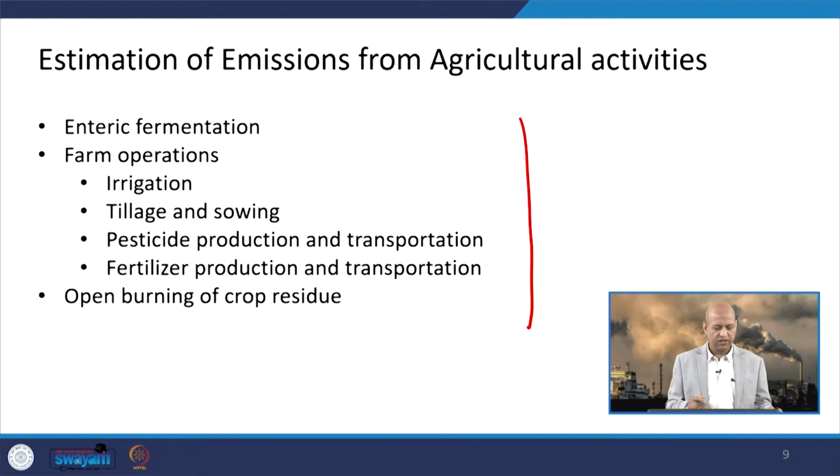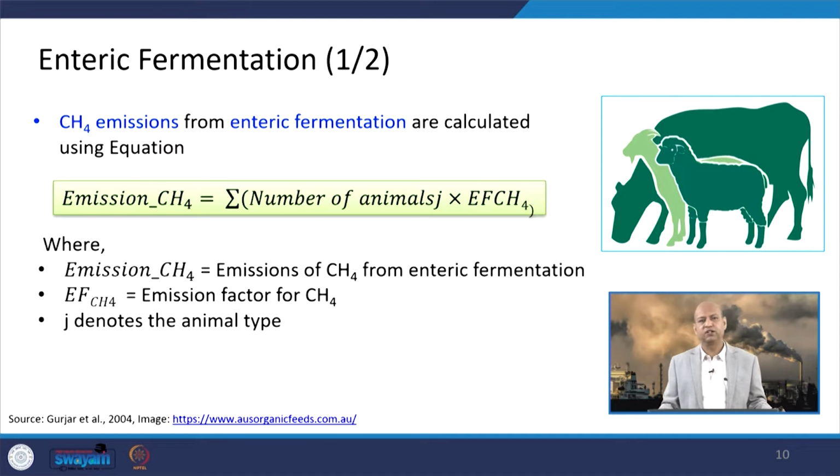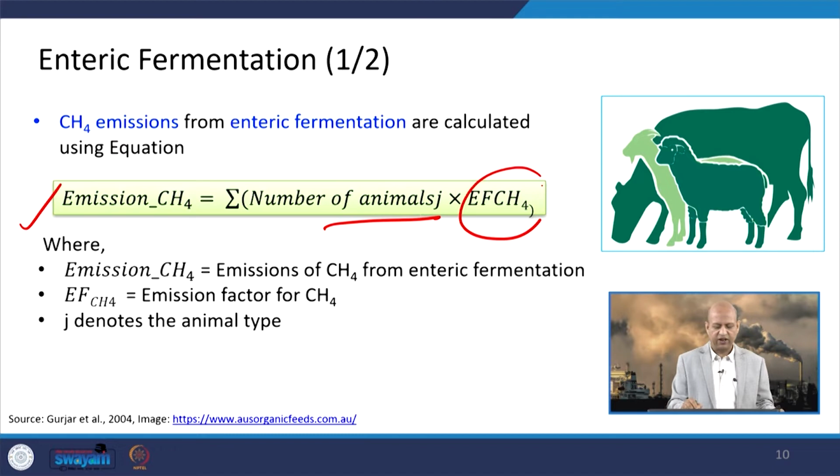Like enteric fermentation, if you want to estimate emissions from that particular activity, that is the digestion process of cattle, etcetera, like sheep or cow, those kinds of animals. So, this is the simple equation which we use for estimation of methane emissions: the number of animals and the emission factor of methane for that particular species. So, for different species we multiply, that is a very simple way of calculation, then we add up all kinds of cattle, because different animals have different emission factors which have been estimated with the help of different field experiments.